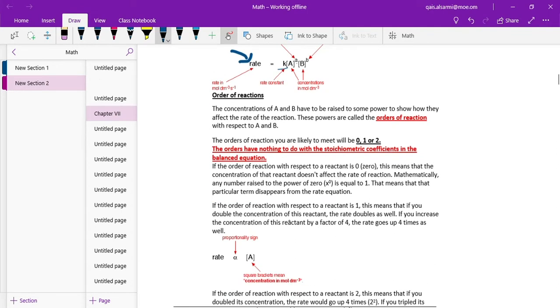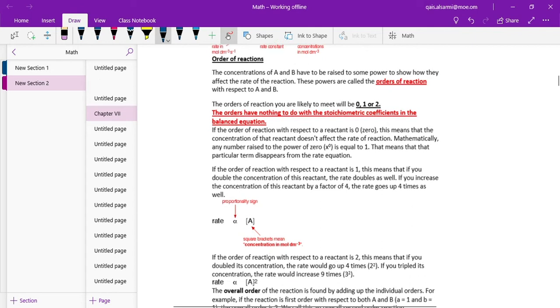If the order of the reaction is 1, this means whatever you do to A applies to the rate. If you double A, the rate will double. If you triple A, the rate will triple, and so on.